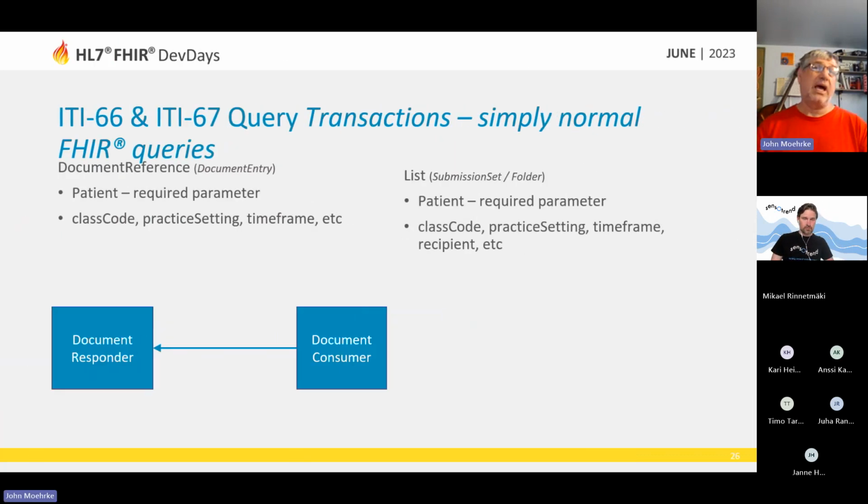On the receiving side, or on the consuming side, we have a document consumer that asks the responder things like queries, queries for document references, queries for lists. This is just normal FHIR queries. There's nothing fancy here. There is a required set of parameters. There is a required-to-support set of parameters. So it is profiled. It's not purely, hey, go look at FHIR document reference. But effectively, there's not much specialization here at all.